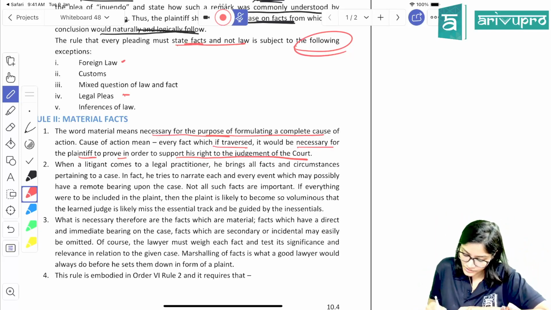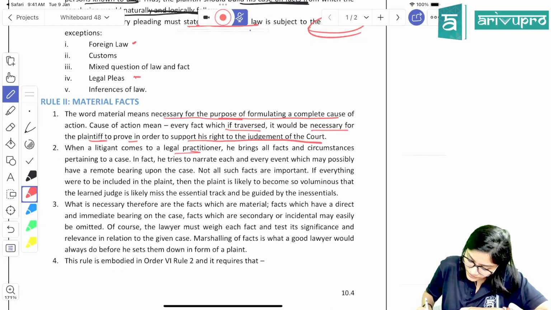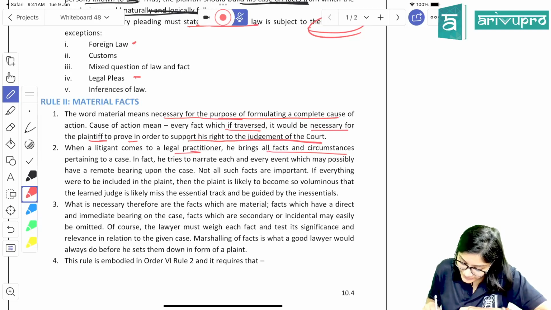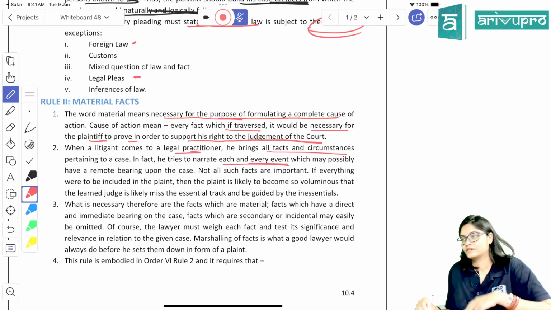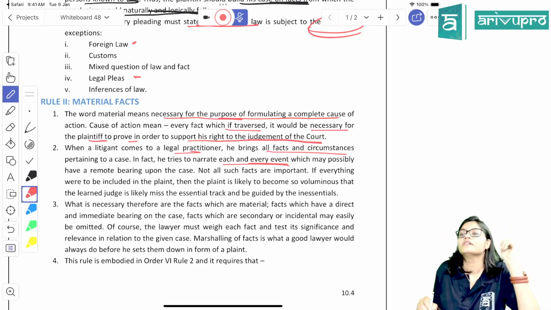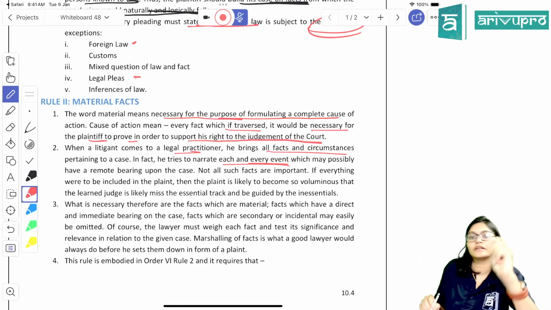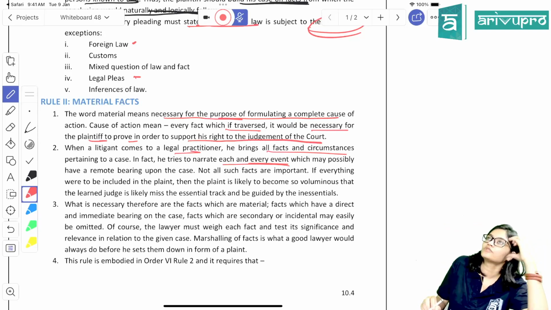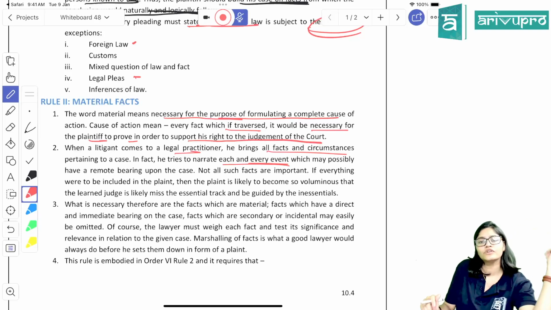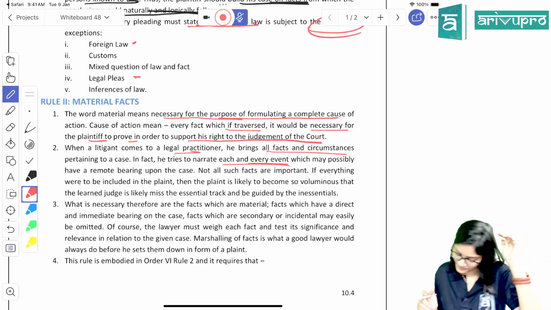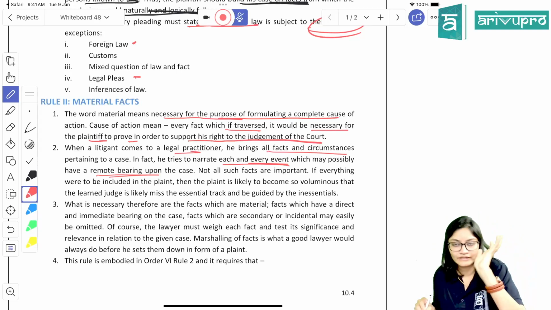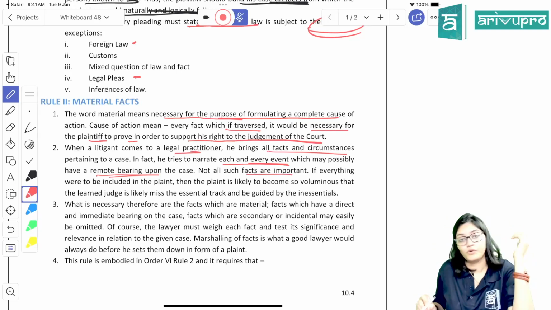When a litigant comes to a legal practitioner, he brings all the facts and circumstances pertaining to the case. In fact, he tries to narrate each and every event. Any client will come to you and explain everything. From that, you should know what is material and what is immaterial. Now he is mentioning I was sleeping at night for 8 hours. That is not relevant for your case. Ignore that, right? Which may possibly have a remote bearing upon the case. Remote means very little bearing. Not all such facts are important, right?